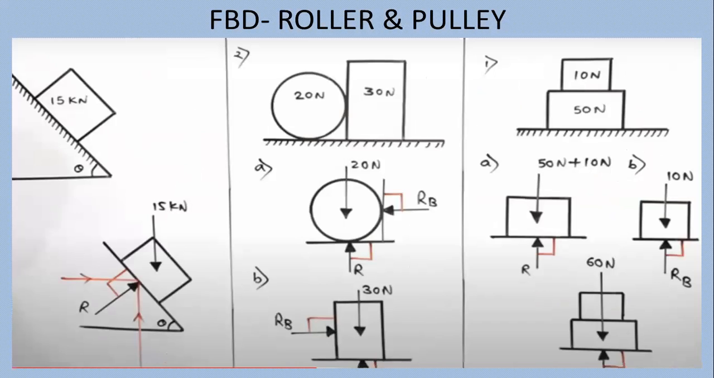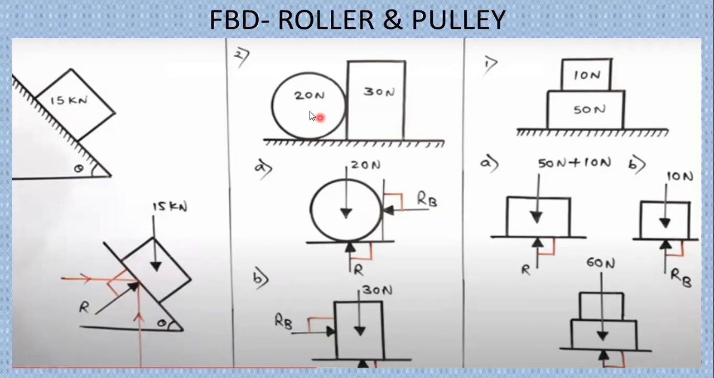Now here also you can observe this thing. In the first FBD, a 15 kilonewton object is there, which is resting over the inclined surface. Therefore, this 15 kilonewton weight will be acting downward, and the reaction will be acting perpendicular to the surface. Remember this thing: your reaction will always be perpendicular to this inclined surface.